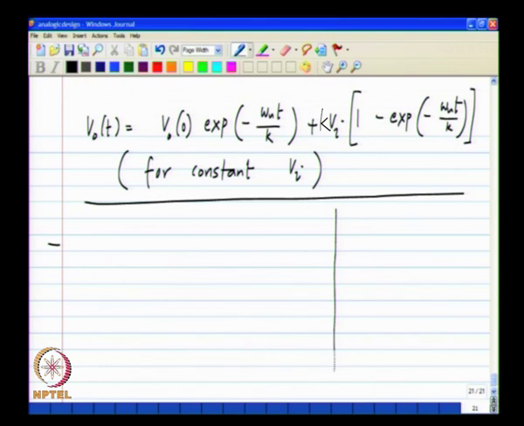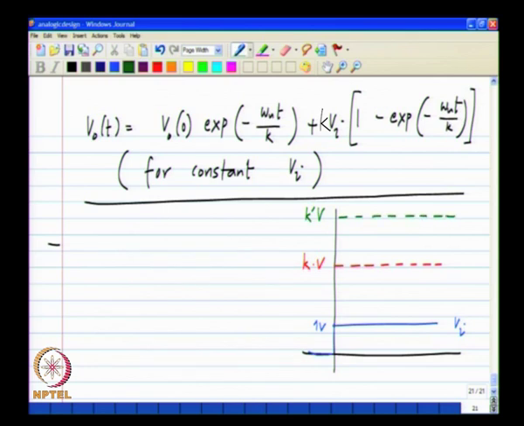First of all, let me draw a unit step. Let me assume that this is the input to the system. So, let us say this is 1 volt and this is Vi. Now, if the gain is k, then the output should be k volts, and if the gain is some other k prime which is greater than k, it should be k prime volts.